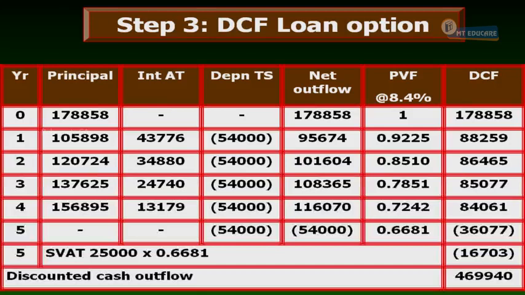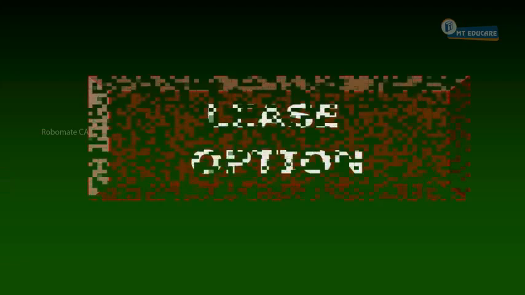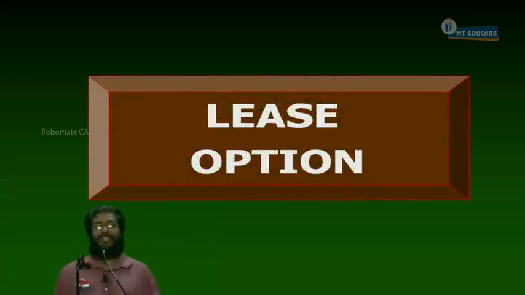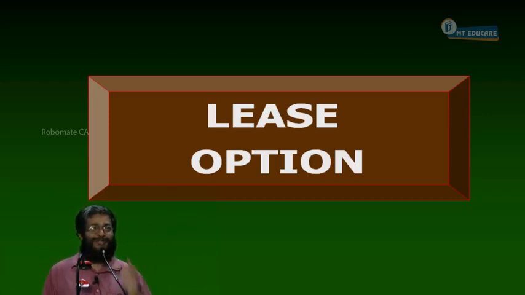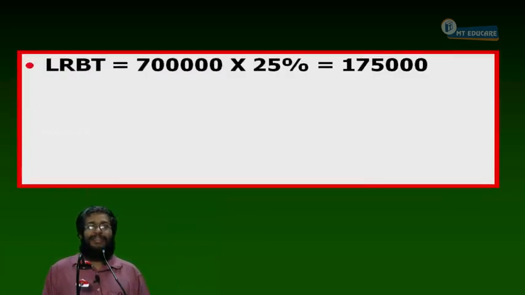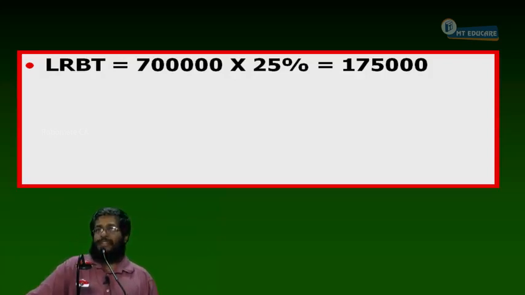Now, alternative one is over. What is alternative one? Loan option. The next alternative is the lease option. Lease rent is equal to 25% of the cost of the asset, which is 7 lakhs into 25%. Lease rent is 1,75,000.